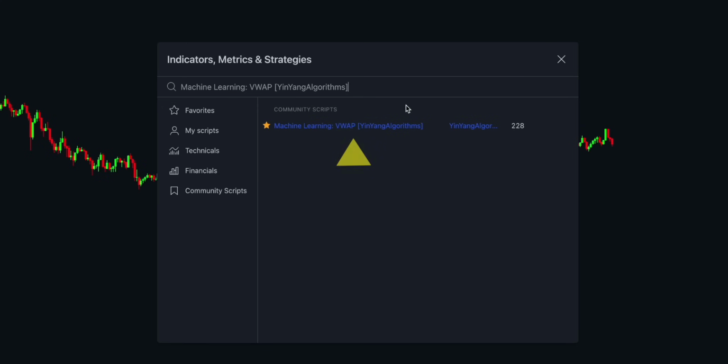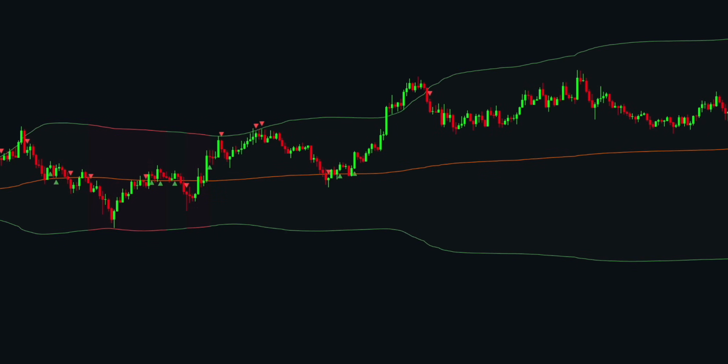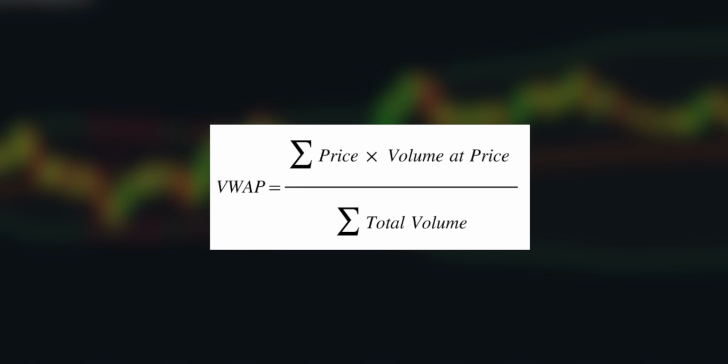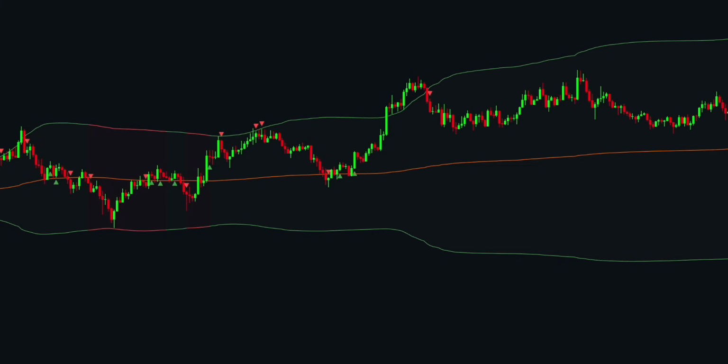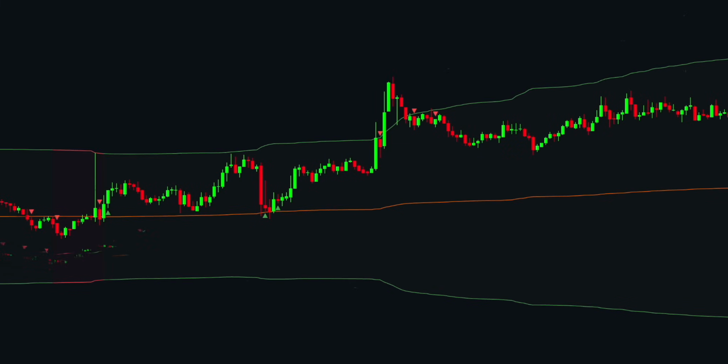If you're not familiar with VWAP, Volume Weighted Average Price, let me explain it to you in simple words. Volume Weighted Average Price is a trading benchmark used by traders and investors. It's calculated by multiplying each transaction price by its volume, adding these values together, and then dividing by the total volume of these transactions. Essentially, it gives you an average price for a security, like a stock or a commodity, that reflects both price and volume.